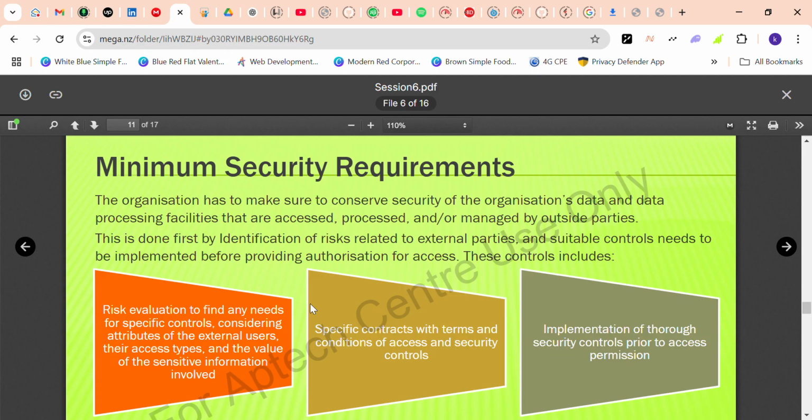We are talking about risk evaluation to find any need for specific controls, considering attributes of the external users, their access types, and the value of the sensitive information involved. And then you also have specific contracts with terms and conditions of access and security controls. And we also have implementation of thorough security controls prior to access permission. This is the implementation where every security requirement will be implemented before giving permission to have access to it.